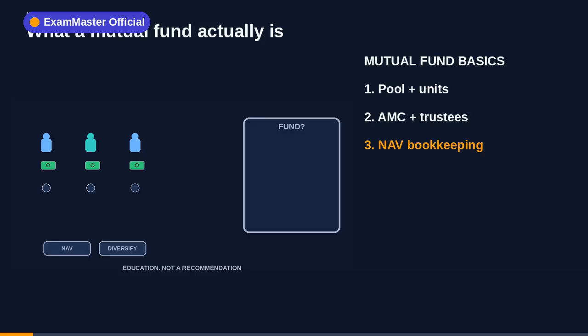This lesson explains what a mutual fund is, what you own when you buy units, how net asset value works, and why busy retail investors use funds without pretending risk disappears. It matters because fund jargon can hide a simple ownership idea. By the end, you will read pool, AMC, NAV, and diversification as investor education tools, not as a tip to buy any scheme. This is education, not a recommendation to buy, sell, or hold any fund.